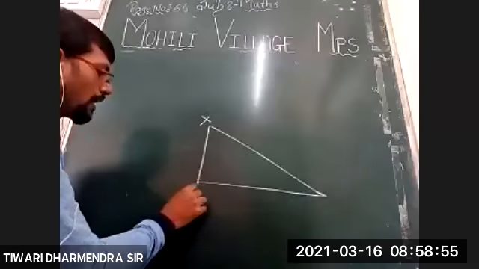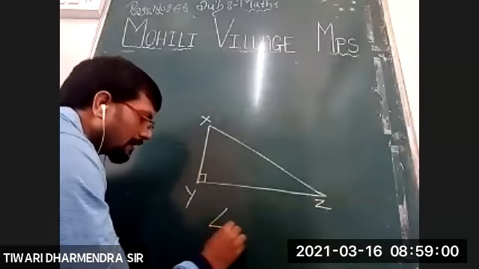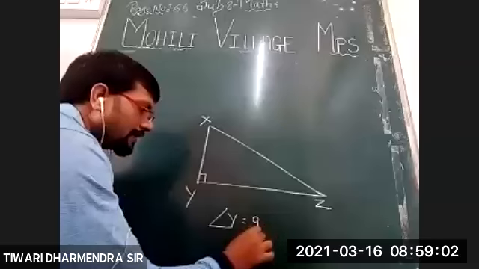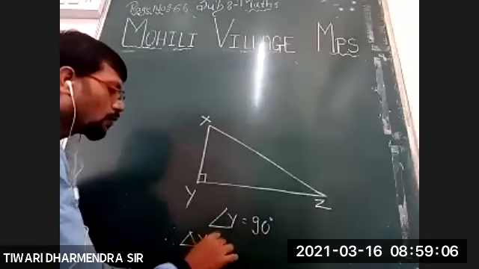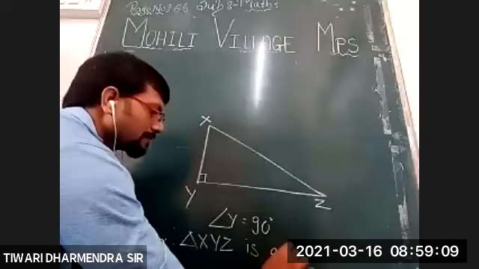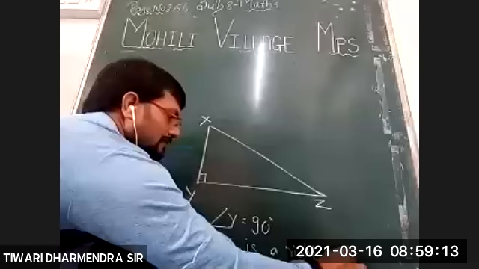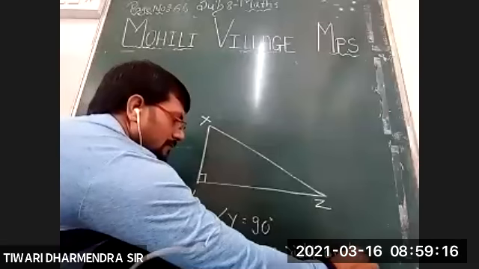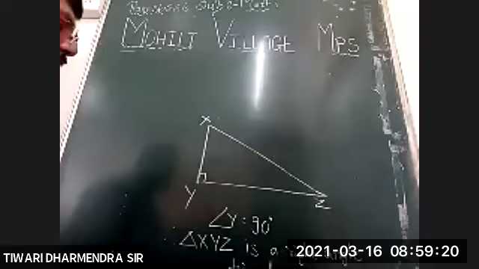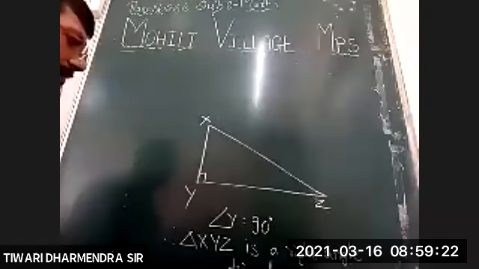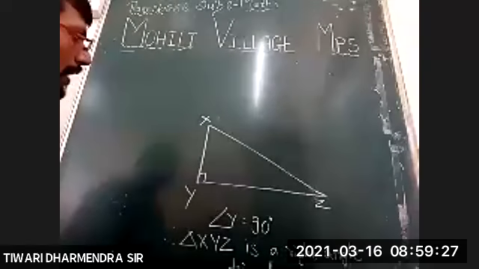So this is X, Y, and Z. Angle Y is 90 degree. Therefore, triangle XYZ is a right angle triangle. Any one of the angles in a given triangle being 90 degree means that triangle is a right angle triangle. We all know this concept.